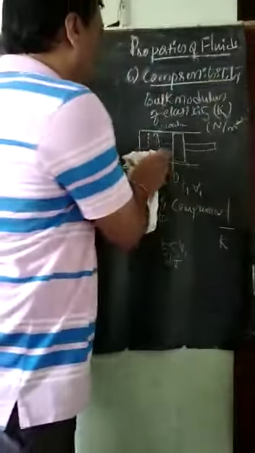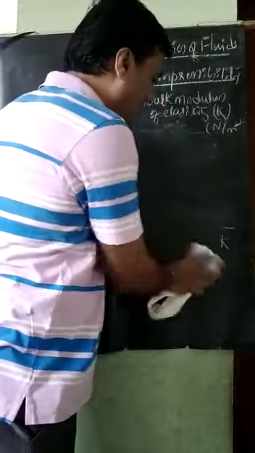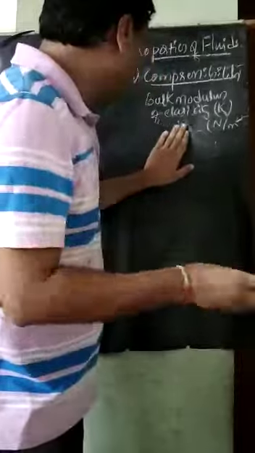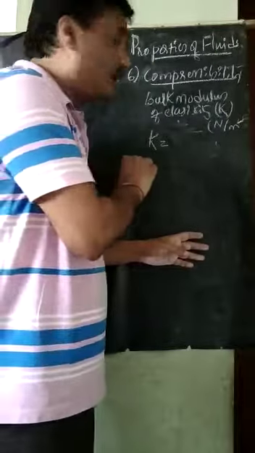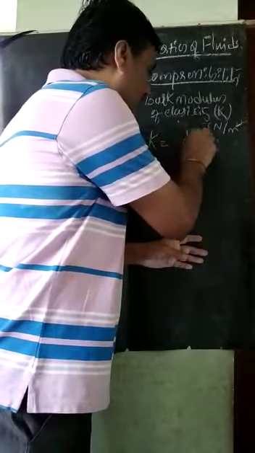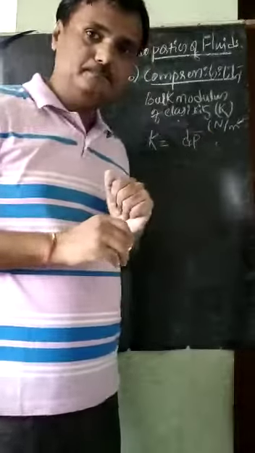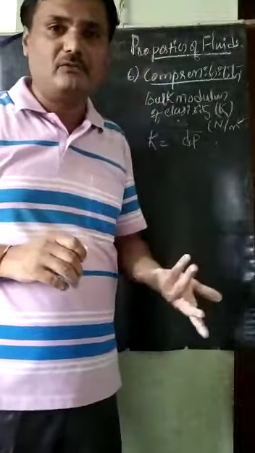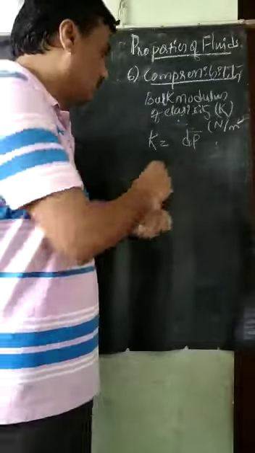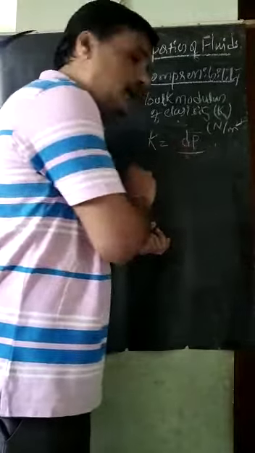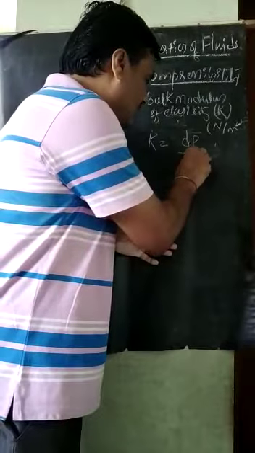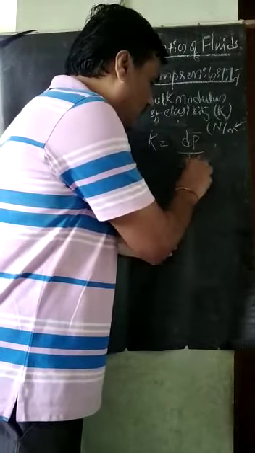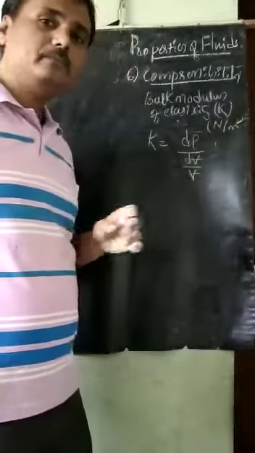So what is this bulk modulus of elasticity? How will it be defined? Bulk modulus of elasticity, that is K, is defined as compressive stress, meaning change of pressure. Change of pressure is different for different fluids, as we have seen. This is divided by volumetric strain. Volumetric strain means it is the change of volume dV divided by the original volume.